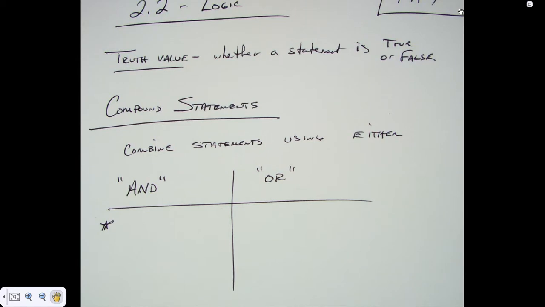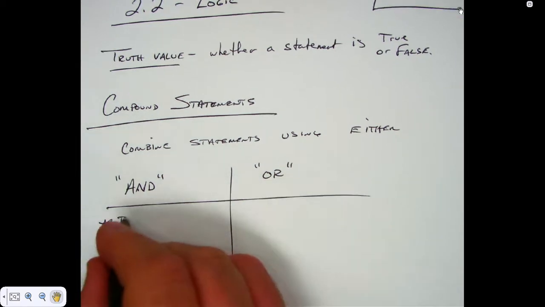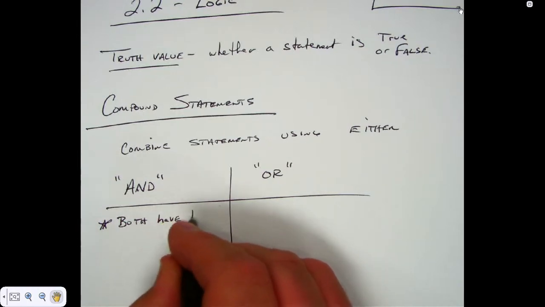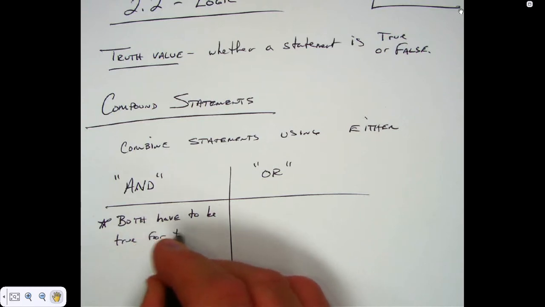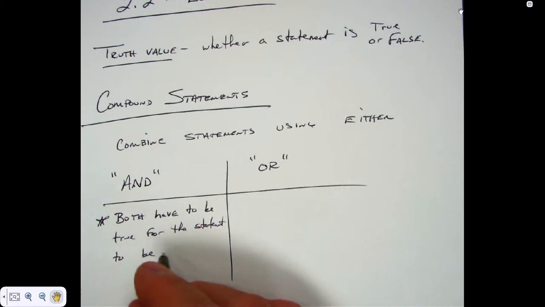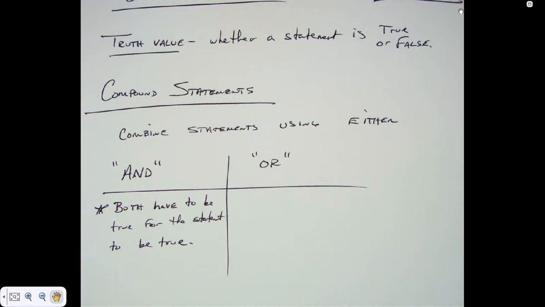What has to happen with the word and? What do you think that means? That I have to do what? Well, we could say here both have to be true for the statement to be true. Does that make sense? That's basically what the word and means. If you say and, then you expect both to happen, don't you?